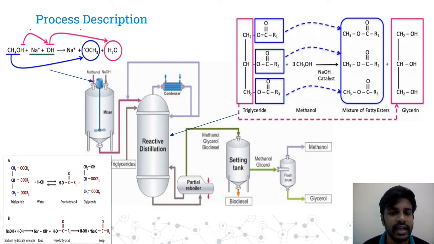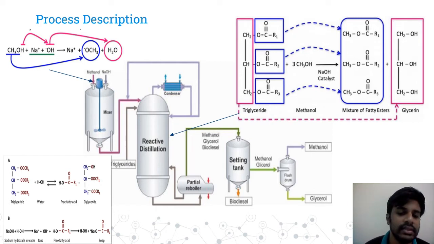High water production can lead to unwanted side reactions such as soap formation or saponification. Therefore, methanol must be used as dry as possible. So 3 moles of methanol, from the recycle stream at the top of the RD column, is fed with triglyceride to ensure complete reaction.